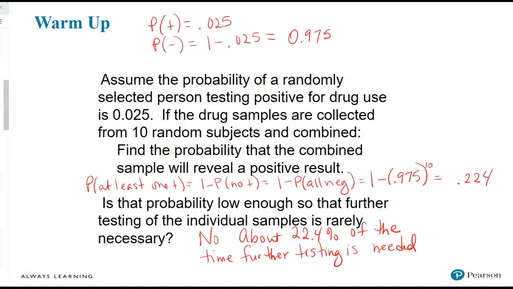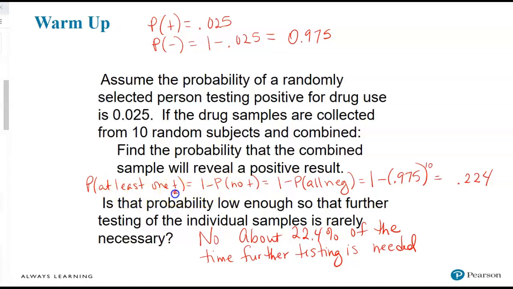Okay, on this one, as you can see, you're told that the probability for a positive is 0.025. You're going to take 10 random samples, and you're asked to find the probability that the combined sample will reveal a positive result. So this is one of those composite tests that we've talked about. In order for the combined sample to test positive, at least one has to test positive. So the probability of at least one is 1 minus the probability of no positives.